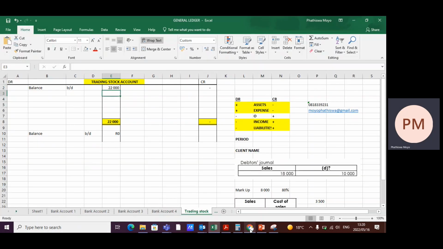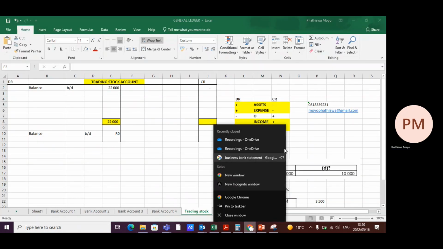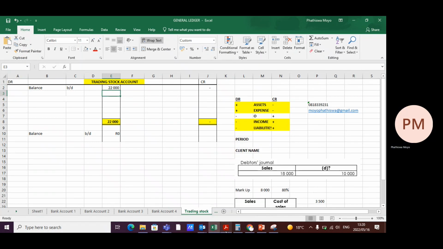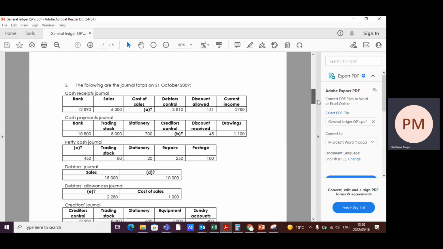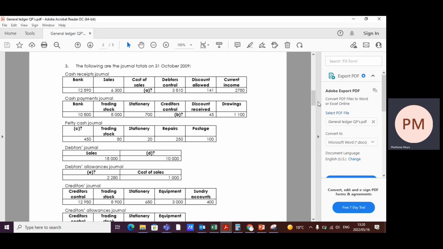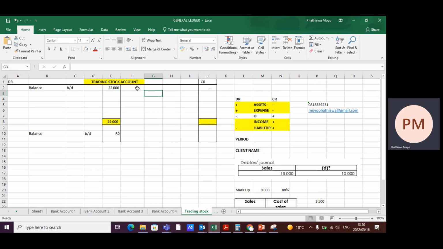So remember, inventory, we're buying it so that we can sell. So now we must look where we purchased the inventory and where we sold inventory. So in the cash receipts journal, it shows us that we sold inventory at 6,300. So now we need to understand what was the cost of the sale.